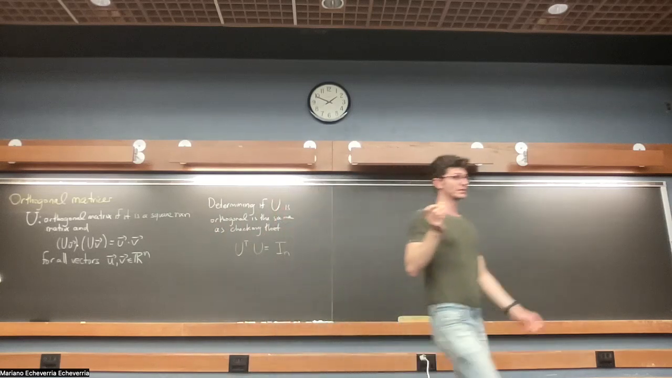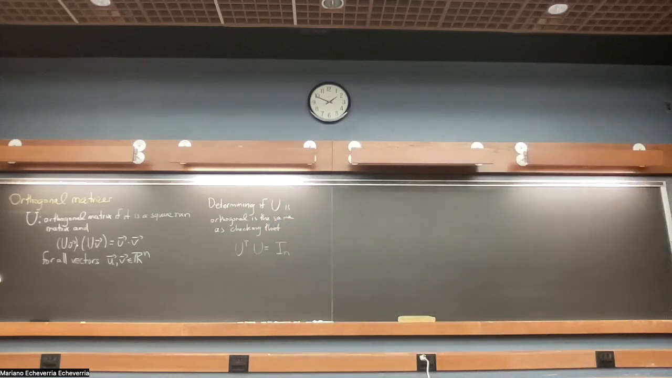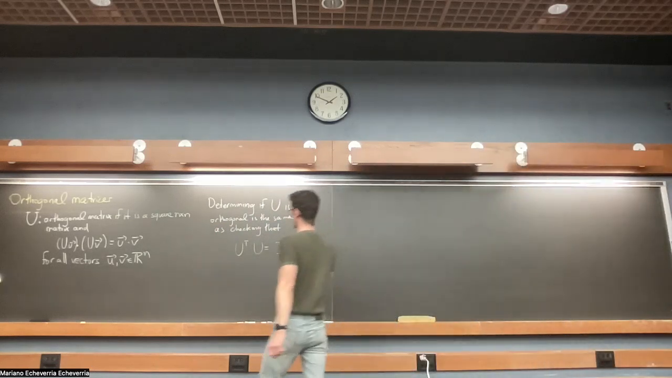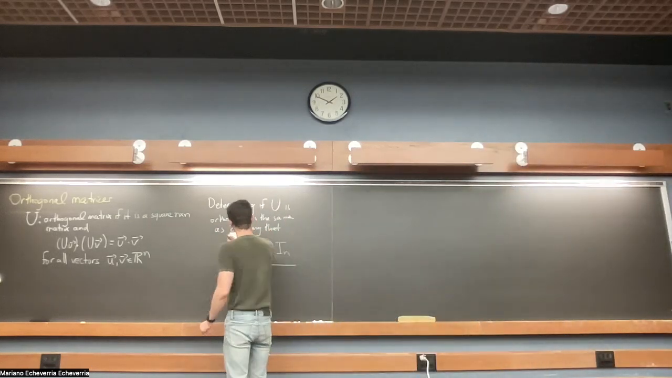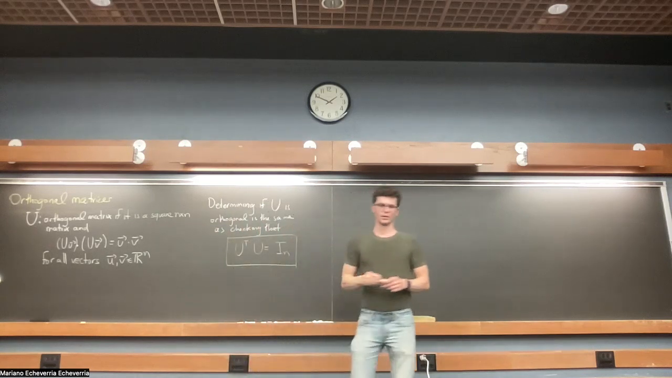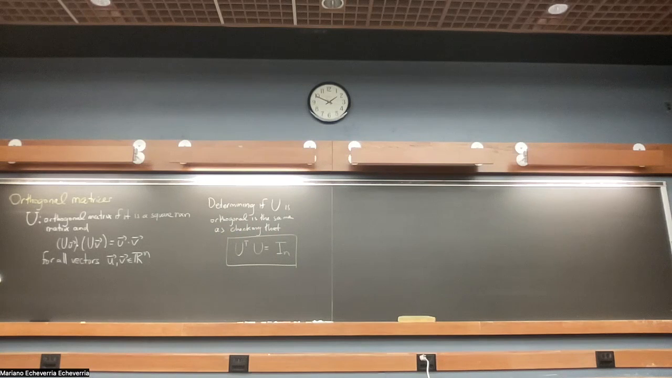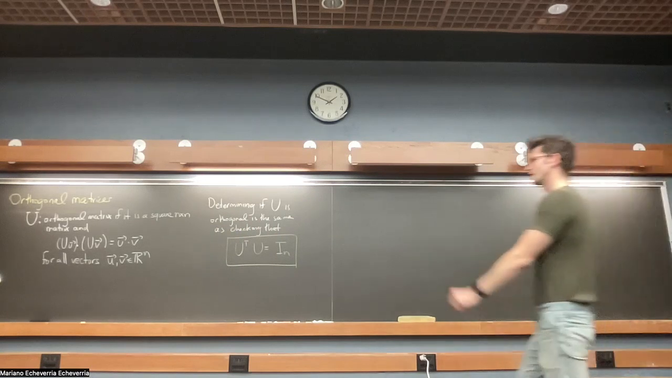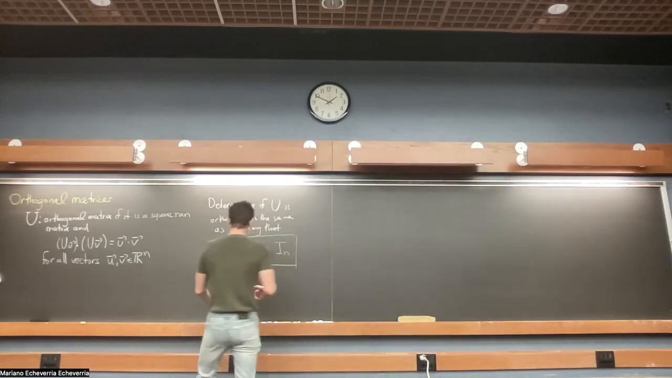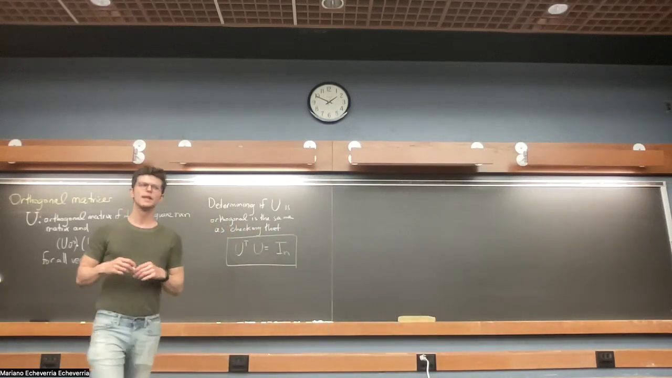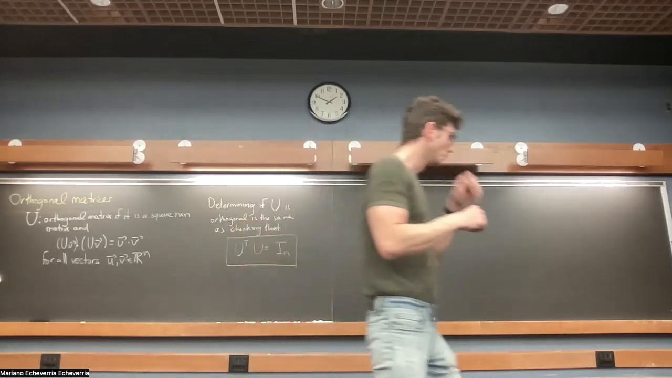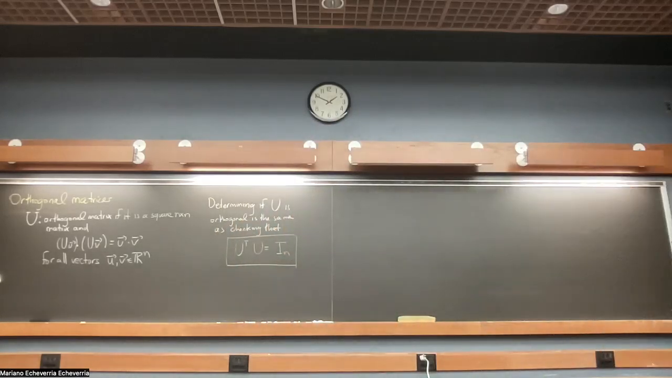That's an easy condition because that's just a matrix multiplication. So for us, being orthogonal means that when you do U transpose times U, that is the identity. That's the best way to check that a matrix is orthogonal. Is that okay? Any questions about this?